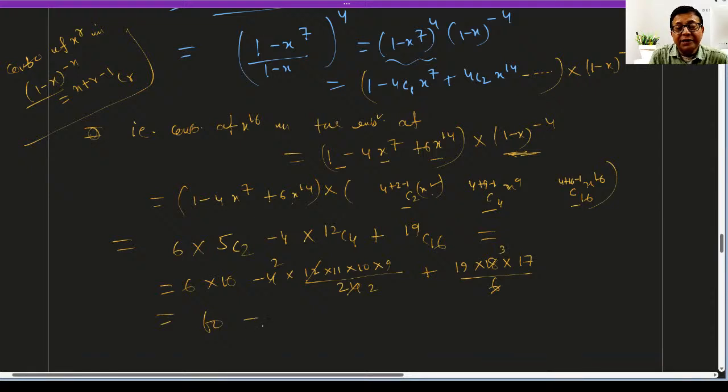So this will be minus 20 into 99 plus 57 into 17. You can find this result easily. I am not interested to do it. Better you go for the next one. Okay?